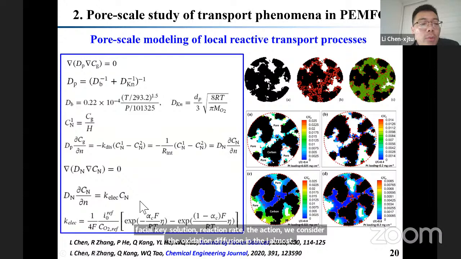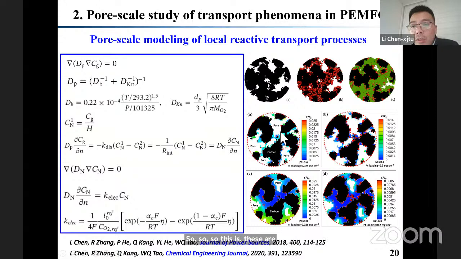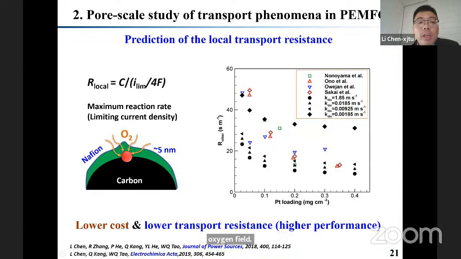So these are the distributions of the oxygen field. Particularly, we predict the local transport resistance of the oxygen. Here I want to say a few words about what the local transport resistance is. Actually, the local transport resistance is defined as follows.